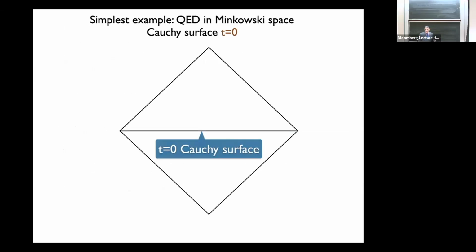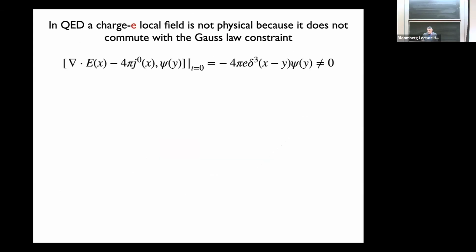So let me start with the simplest example. QED, Minkowski space, I work in a Hamiltonian formalism. So I work on a fixed Cauchy surface at time equal to 0. And here I illustrated this is the surface. Now, I will ignore all the famous subtleties related to the fact that when you talk about operators in quantum field theory, you should really smear a little bit in time. So my construction will be formal from this point of view.